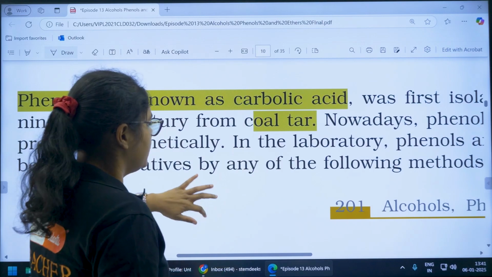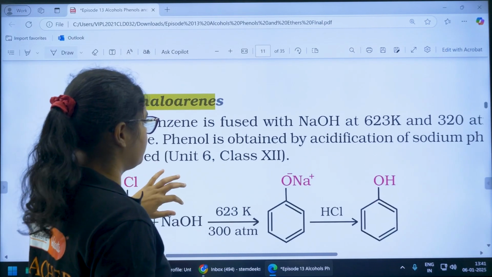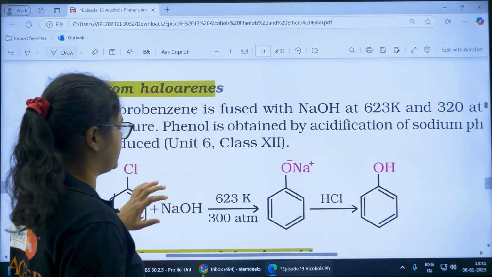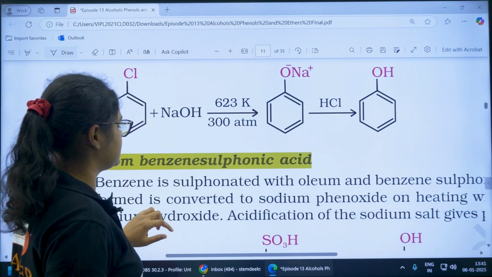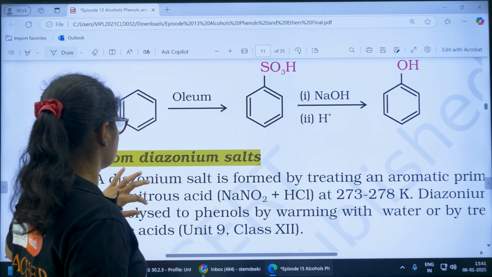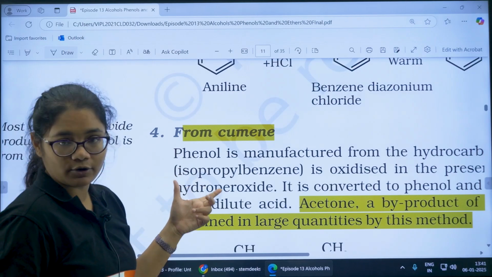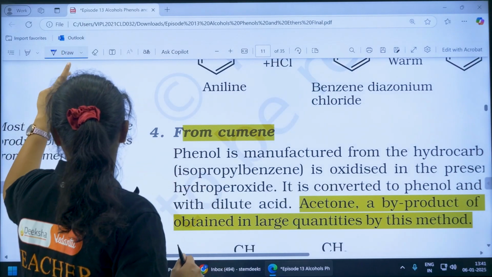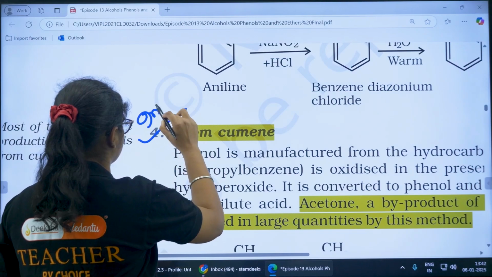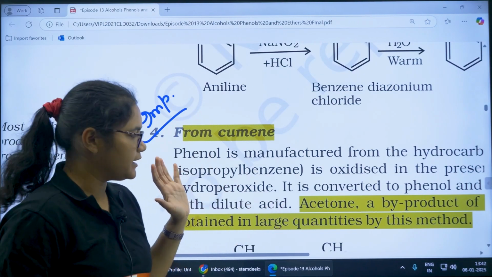Okay, next, moving forward, what all things are there? From preparation, the first one is from haloarenes, how to prepare, you should know the reactions. Next, from benzene sulfonic acid. Next, you have from diazonium salts. Next you have cumene. Okay, so the cumene method is very important. Why? Because this is the commercial method. You should know this one, every year a question is asked from here. So cumene method, prepare it thoroughly.